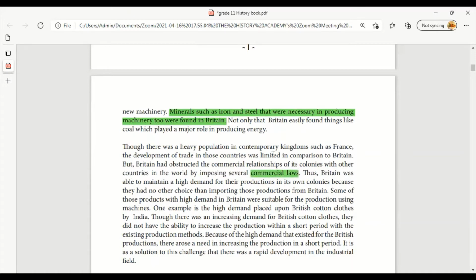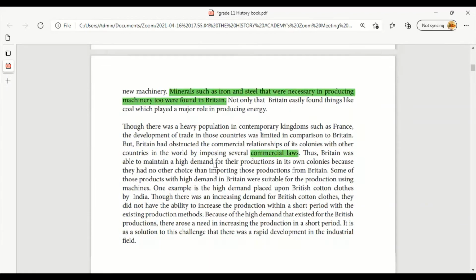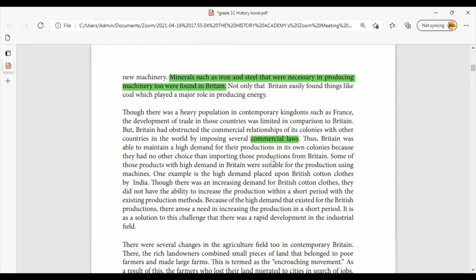That means, for example, if India or Sri Lanka was under Britain, then Britain imposed a law stating that Sri Lankans or Indians could not have trade relationships, exchanging goods with other countries, unless they exchanged goods with Britain, right? So that is the commercial law. That means imposing laws in order to restrict the commercial relationships of their colonies. Thus, Britain was able to maintain a high demand for their production, right?